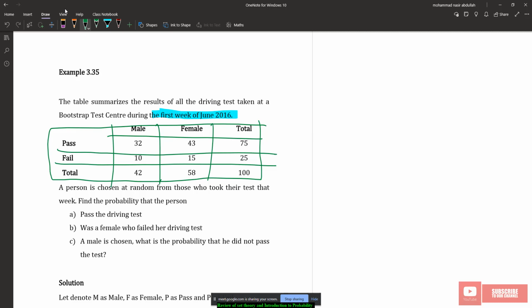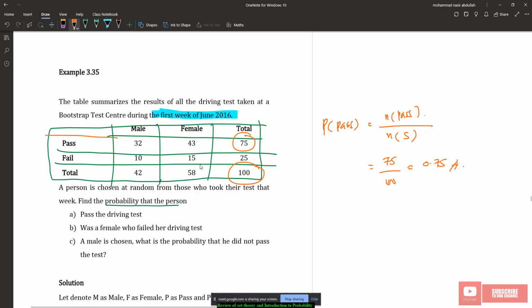A person is chosen at random from those who took the test in that week. Find the probability that the person passed the driving test. So what is the number of persons who passed the driving test? We want to find the probability of pass. So we need the number who passed the driving test divided by the total number of people who took the driving test. So the number who passed is 75 divided by 100, which is the number of people who took the driving test. So this one should be equal to 0.75. Right?